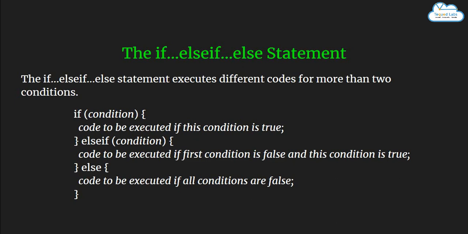Nested if statements execute different codes for more than two conditions. If you want your program to have more than 2 or 3 conditions, then you can use nested if statements. Now you can see the syntax of the nested if statement. If condition, code to be executed if the condition is true. So if the first condition is true, the code will be executed. If it is false, again I'm going to put one more condition to that. Again, if it is true, it will be executed. Now again, else, right? So we can actually check this output.